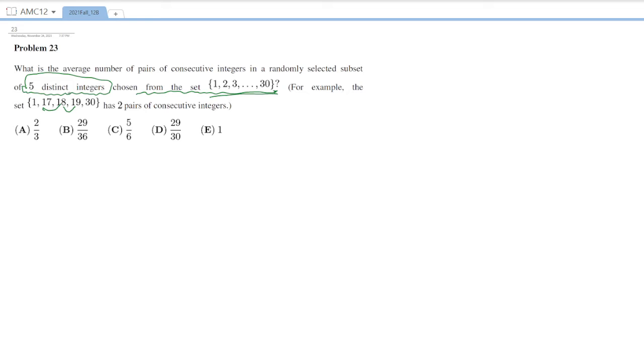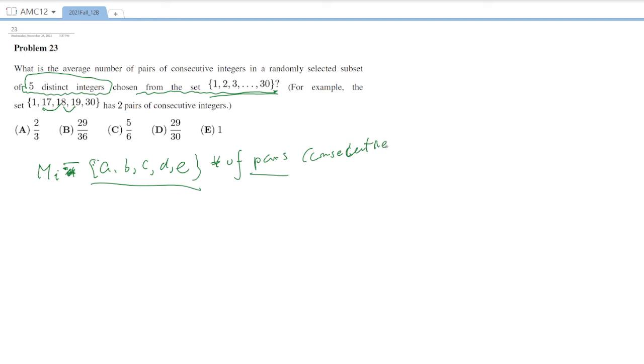So basically, if we randomly pick 5 distinct numbers from this set, we want to see how many pairs there are. Let mi be the number of subsets, where we take any subset, call it A, B, C, D, E, of 5 numbers, with i consecutive pairs within this subset.